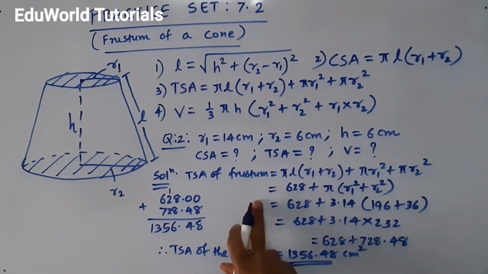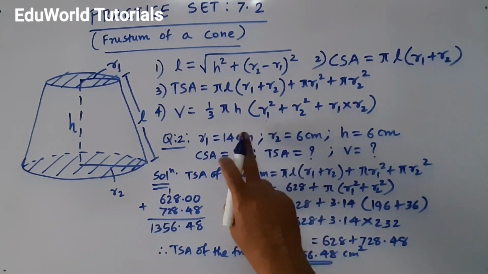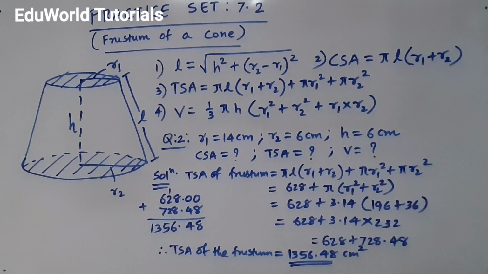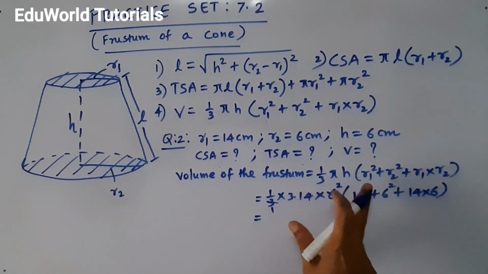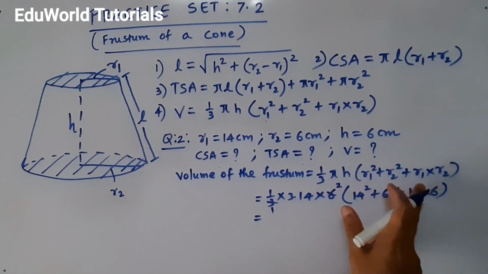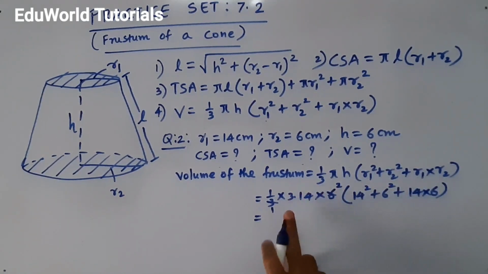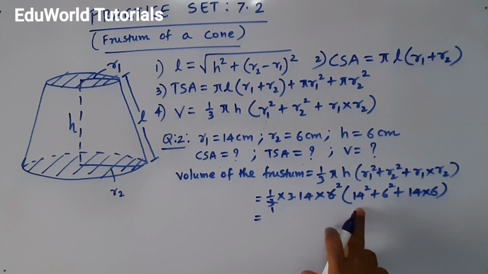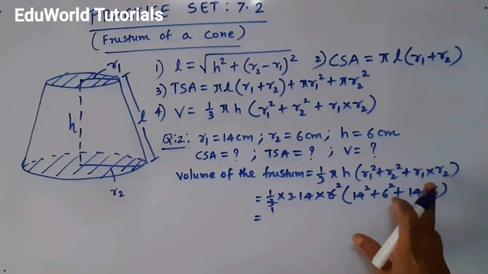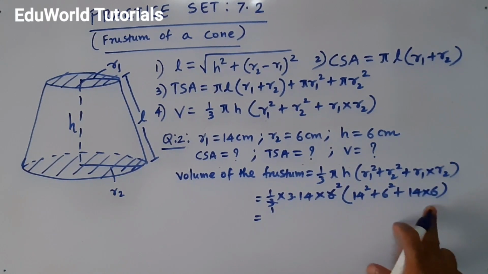And now we have to find the volume. We have the formula. Okay, let us write the formula and substitute all the values. Volume of the frustum is 1/3 pi h times R1 square plus R2 square plus R1 into R2. I substituted all the values. 1/3 into pi value I took 3.14 into height is 6. First radius 14 square, second radius 6 squared, and product of the two radii 14 multiplied by 6.